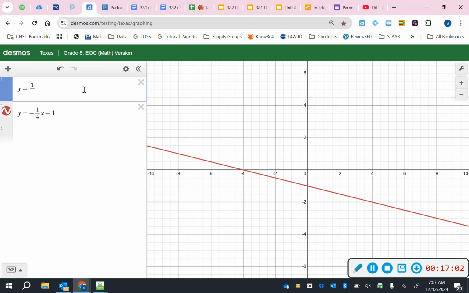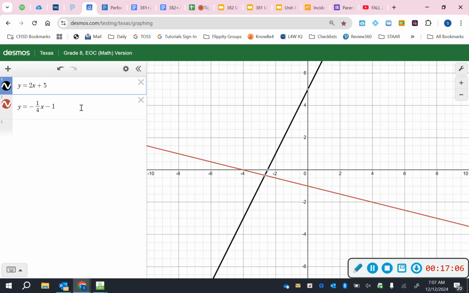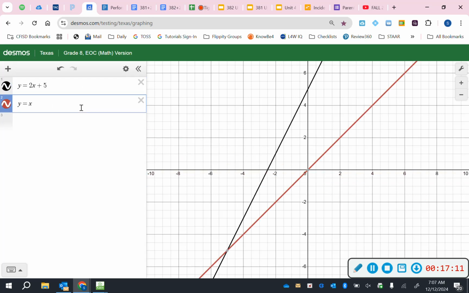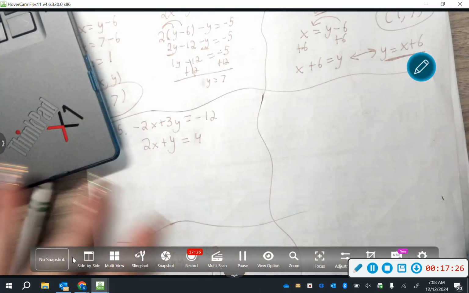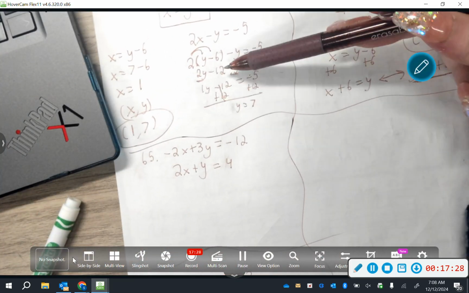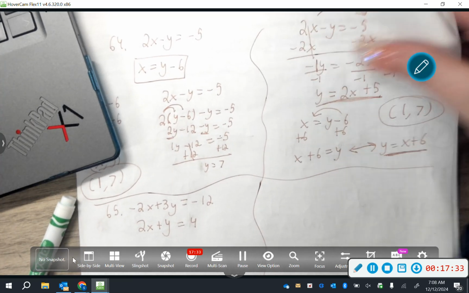So y equals 2x plus 5, y equals x plus 6. I click on where they cross, which is right here, 1, 7. So I still got the point 1, 7. So up to you if you want to use other methods or if you just want to go ahead and change them both to y equals and then solve that way.